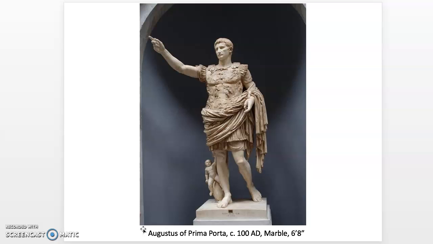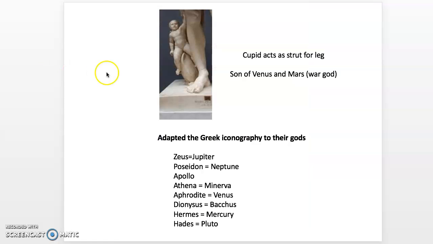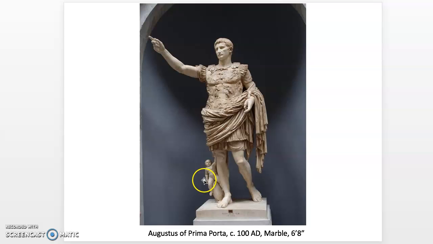It's called Prima Porta because it was found near a gate of the same name. It functions as what we would call political propaganda. So it has a lot of narrative going on in it. We're going to unpack that. The little boy at the bottom here, holding on to him, is actually a strut for his legs, and it's also Cupid. So it's a creepy little Cupid down below, I like to say. You can see how this strut holds him up.